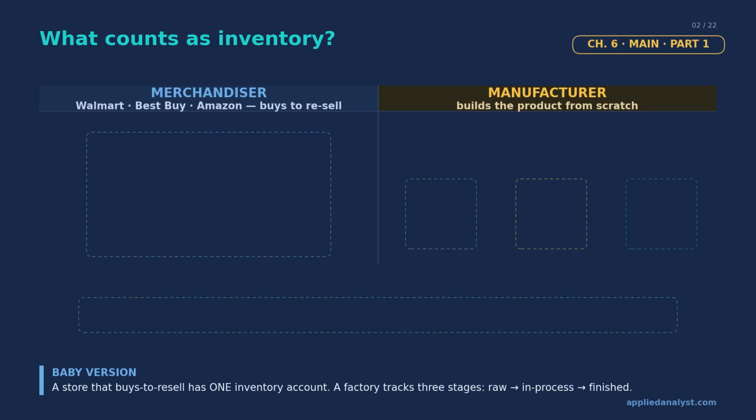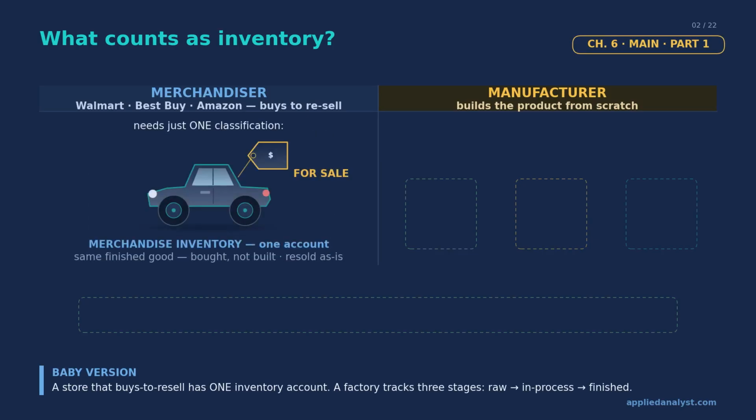Start with the easy one, the merchandiser. Think Walmart, Best Buy, Amazon. They buy stuff that's already finished and just flip it as is. So they need exactly 1 label, merchandise inventory, 1 bucket. The manufacturer's messier because it builds the thing from scratch, and its goods live in 3 stages.